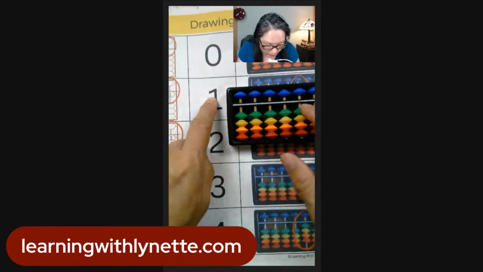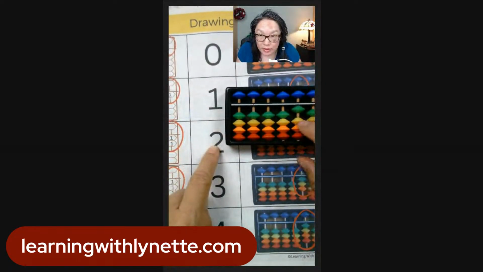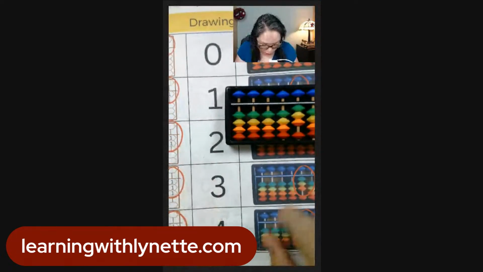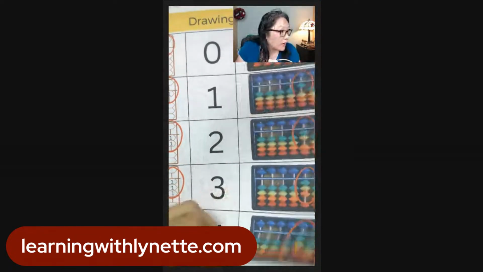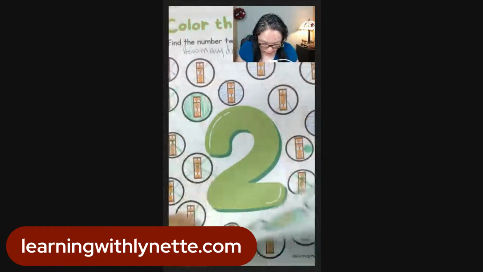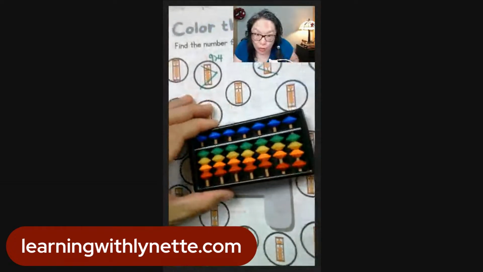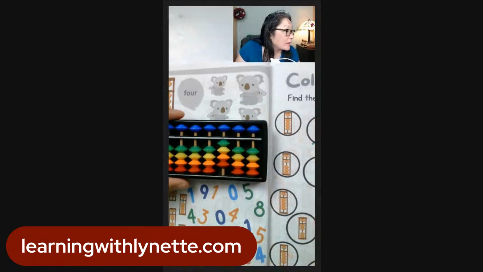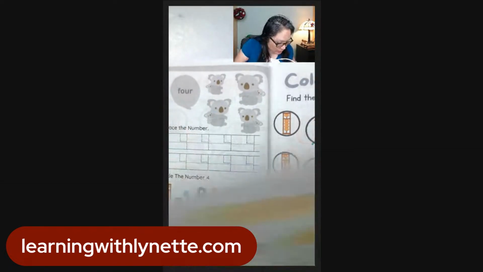So we have one, and that's what one looks like. Two is two. Three is three. Four is four. And then we have all these activities. So if I have four koalas, we have four on the abacus. That's what we're doing. We're reading the abacus. And so then what's after four?